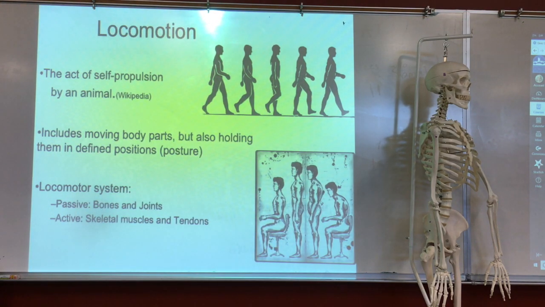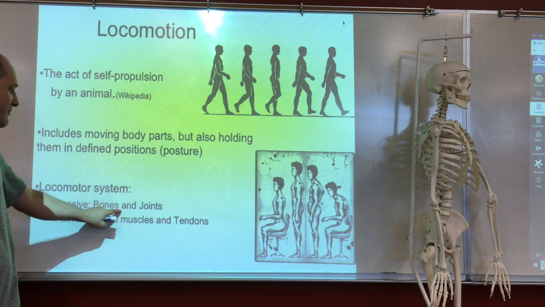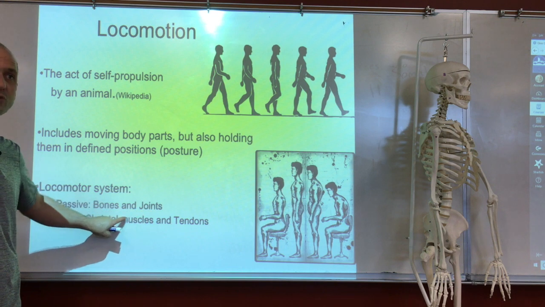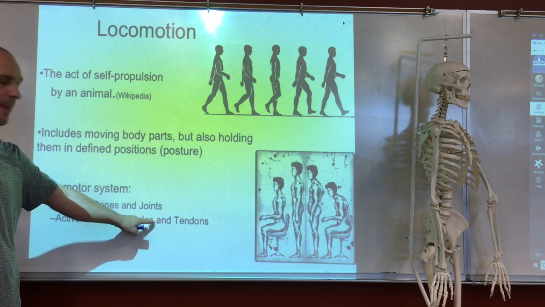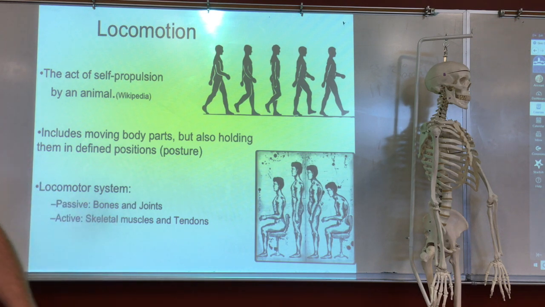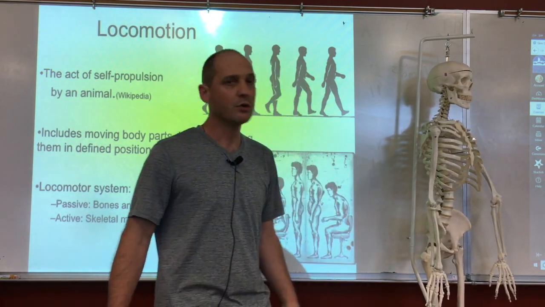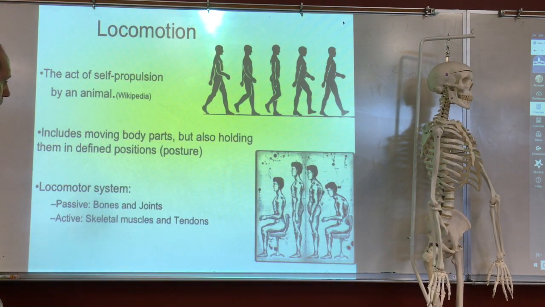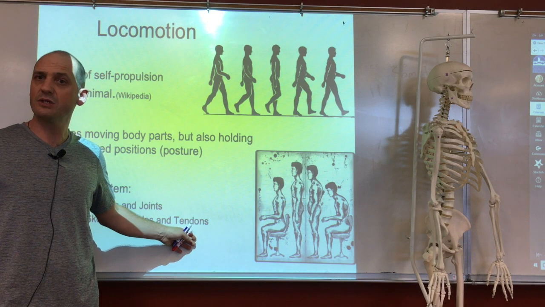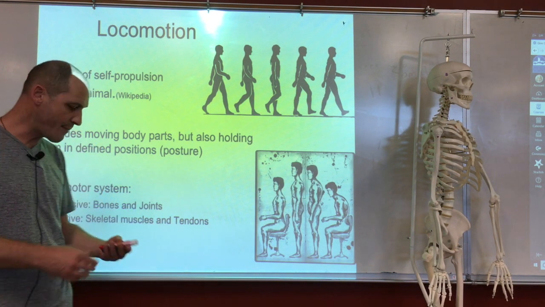What we need to know on this slide is that locomotion has 2 systems involved. One system is the skeletal system, and that's the passive system, the bones and the joints. Where bones come together are joints. And then the active system is the muscles, the skeletal muscles, and the tendons, which are parts that attach a muscle to a bone. Tendons attach a muscle to a bone. Ligaments attach bone to bone. So that might be good to know.